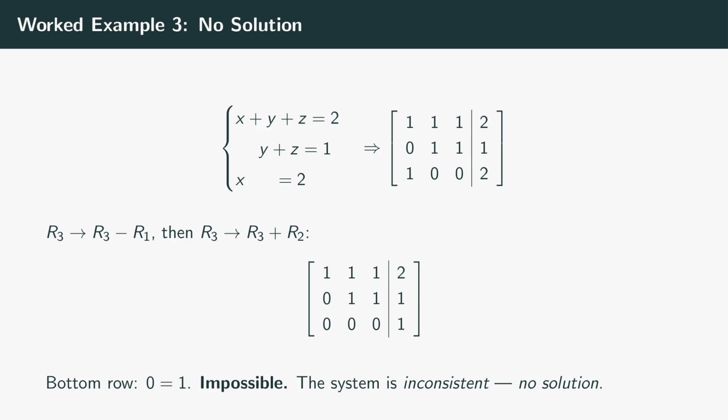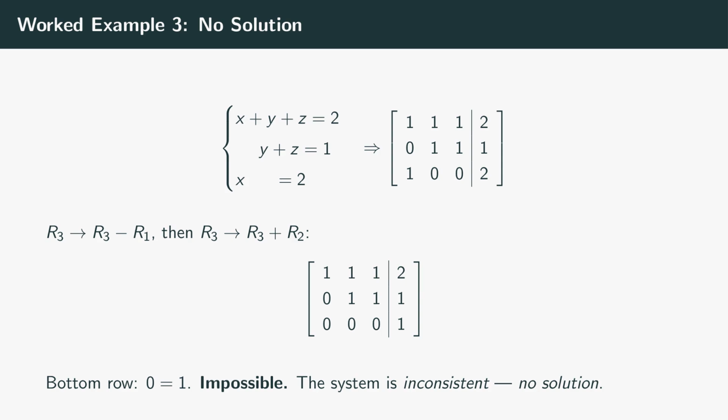Finally, a system that has no solution, so we can see the impossible row in action. We have x plus y plus z equals 2, y plus z equals 1, and x equals 2. Write the augmented matrix. Clear the first column using the top row, replace row 3 by row 3 minus row 1. The bottom row becomes 0, -1, -1 with 0 on the right. Now clear the second column, replace that row by itself plus row 2. Adding 0, 1, 1, 1 to 0, -1, -1, 0 gives 0, 0, 0 with 1 on the right.